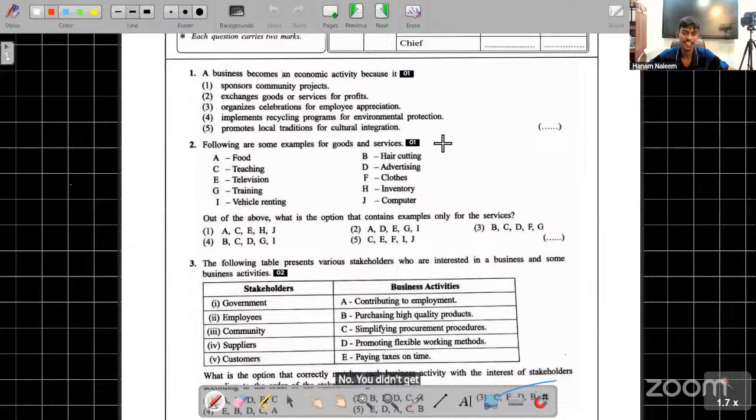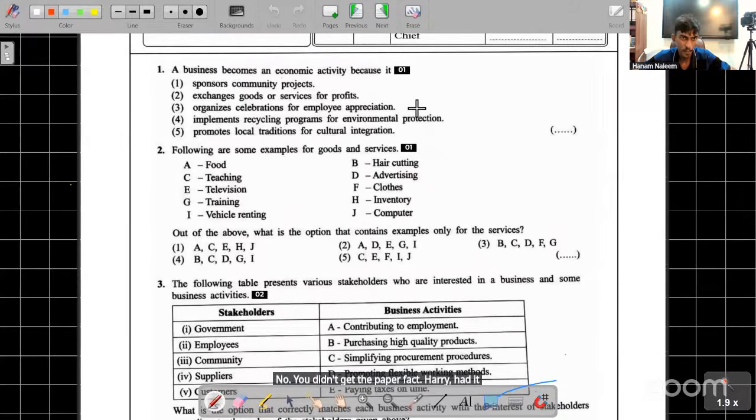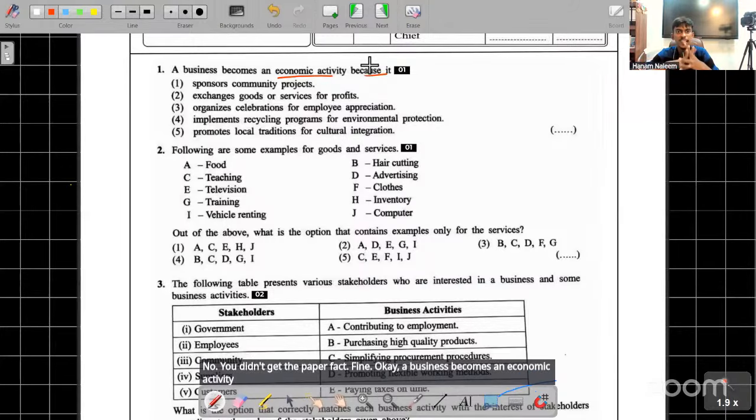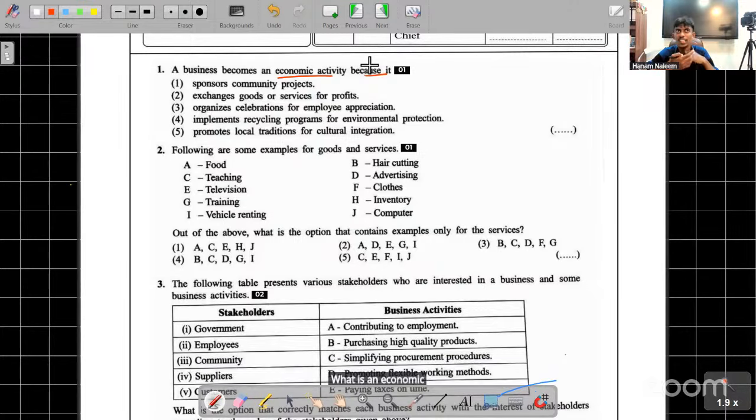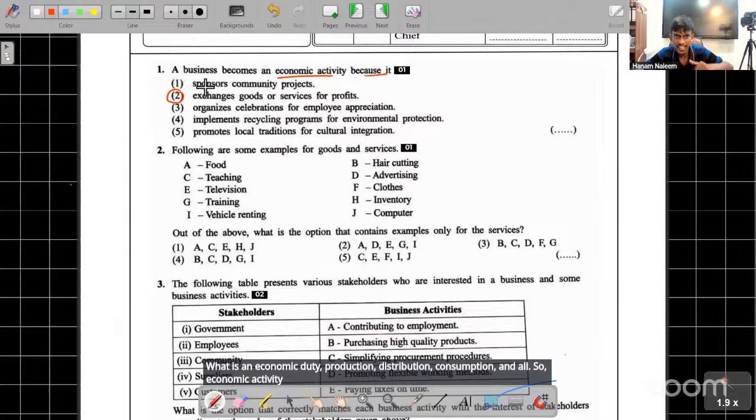Fine. Okay. A business becomes an economic activity because what's the answer? This question itself seems difficult. What is an economic activity? Production, distribution, consumption, and all. So the second one seems okay. Exchanging goods and services. Yeah, the second one is the answer.